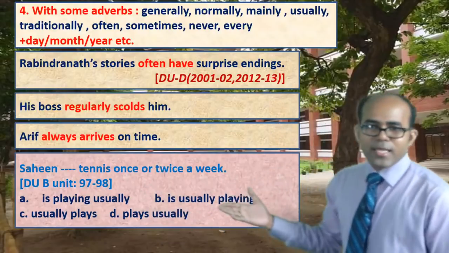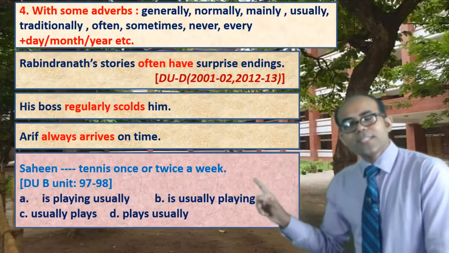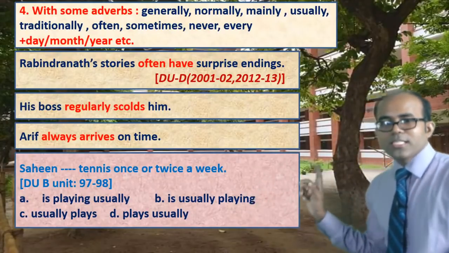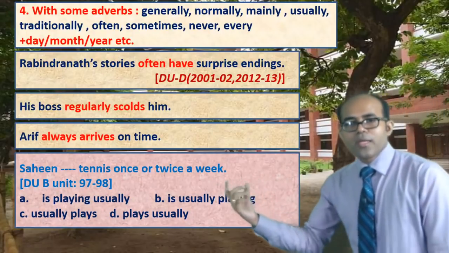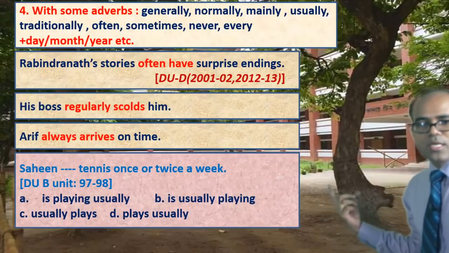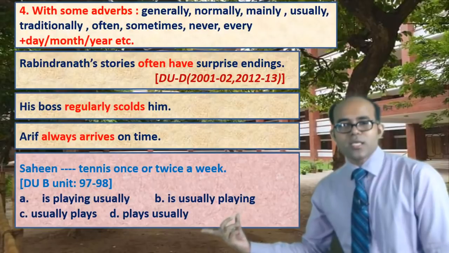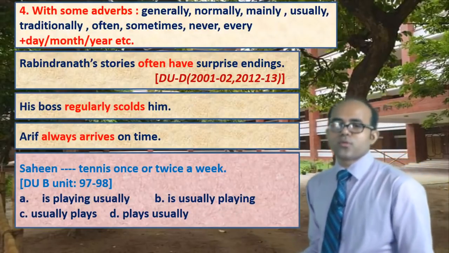Shaheen dash tennis once or twice a week. See, once or twice is a kind of habit or regular action. You see, the answer will be C. Is playing is not acceptable here. The word usually is here, usually plays. So the answer will be C: Shaheen usually plays tennis once or twice a week.